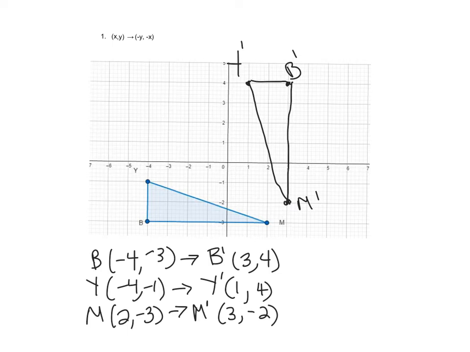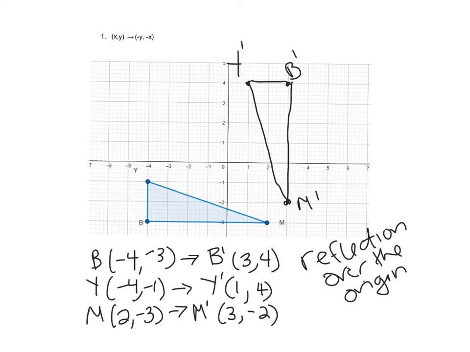So clearly it is not a translation, but it is a reflection. It's a reflection over the origin, because the x and the y flipped and negated, and that's usually the origin idea. So it's a reflection over the origin.